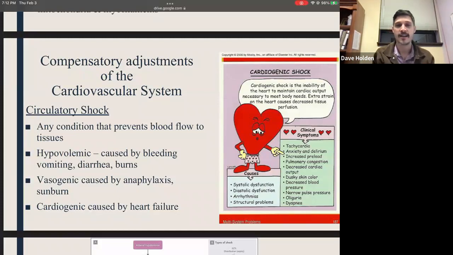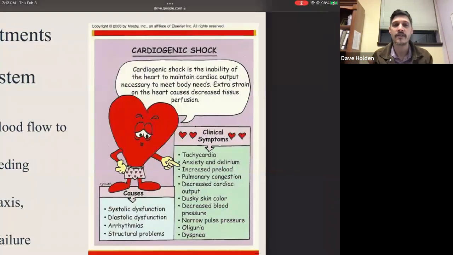So cardiogenic shock is the inability of the heart to maintain cardiac output necessary to meet the body's needs. So your body is saying, I need this much blood every minute. And your heart is like, best I can do is 350. And if your body cannot get enough blood, the body does not function. That's the story. So this extra strain on the heart, having to pump harder to meet that requirement from the body, causes decreased tissue perfusion, meaning your heart is pumping extra hard to get all that blood out.